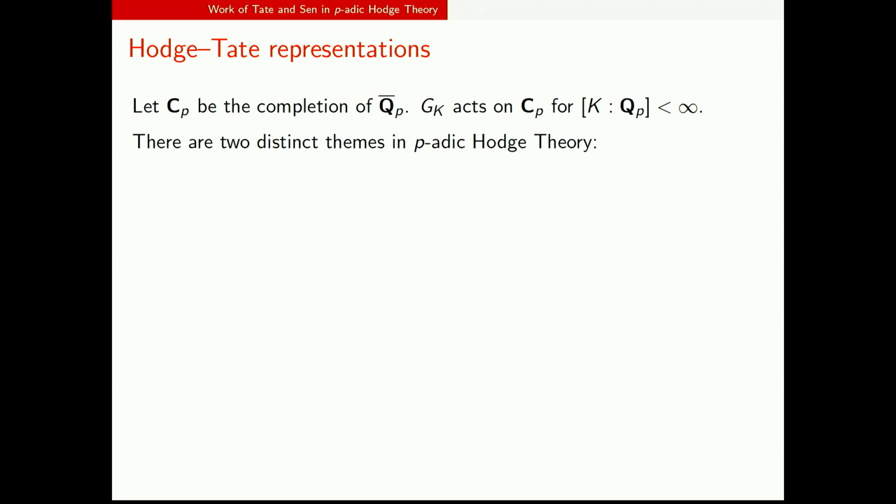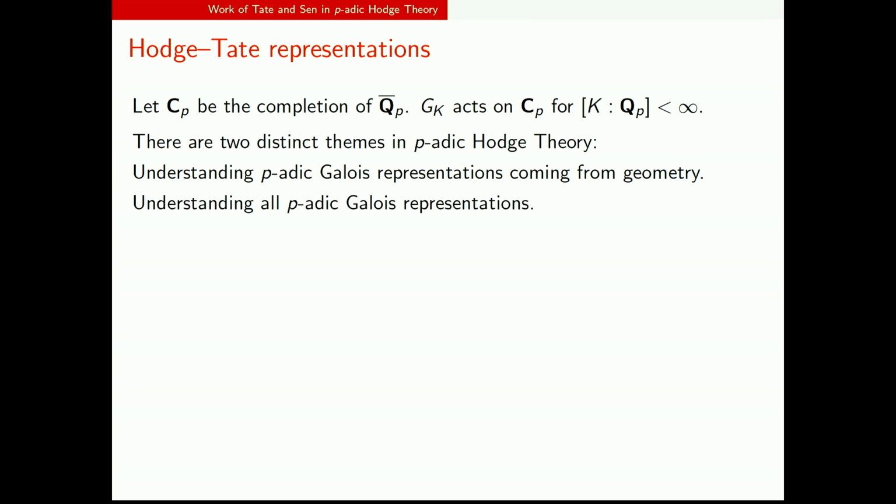Now there are two, I would say, distinct but very related themes in p-adic Hodge theory. One is to understand the Galois representations that come from geometry, like those that come from the Tate module of an abelian variety, or from the étale cohomology of a variety. But there's a different theme, which is simply understanding all p-adic Galois representations themselves, and certainly not all of them need come from geometry. So these are almost surprisingly linked in the end, but there are two things. And these first comments are more related to the second theme, and in particular to the work of Sen.